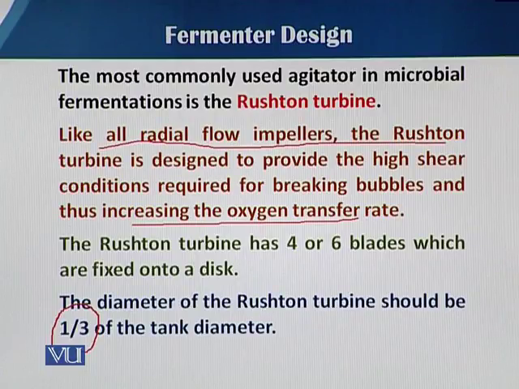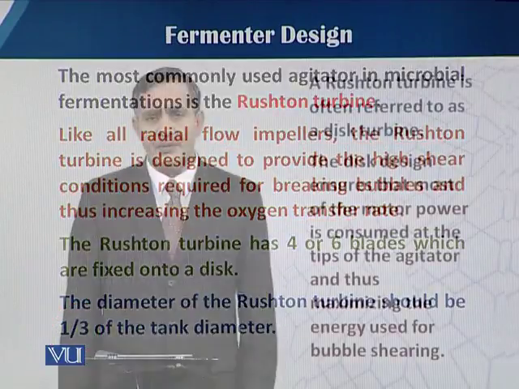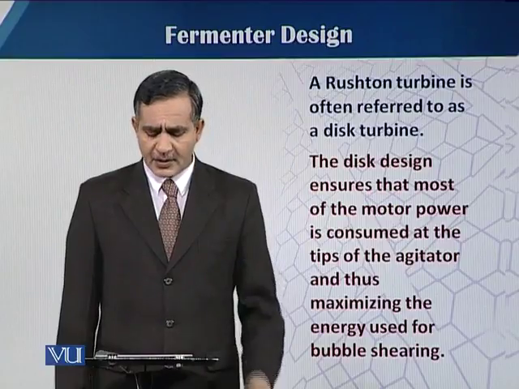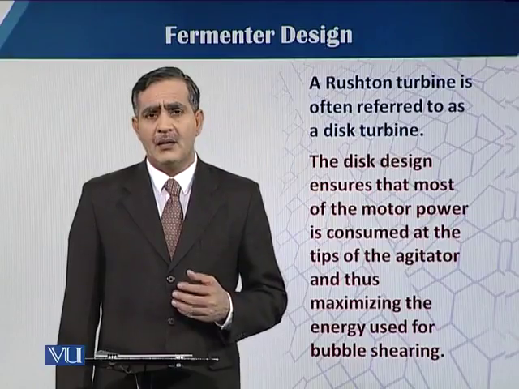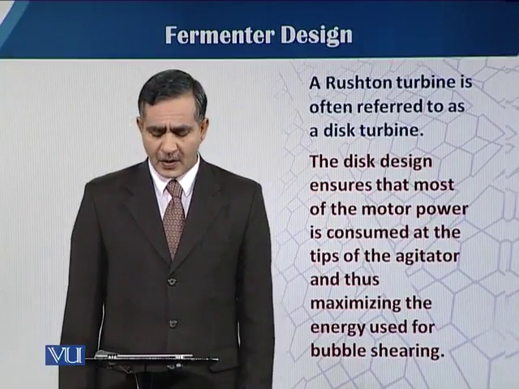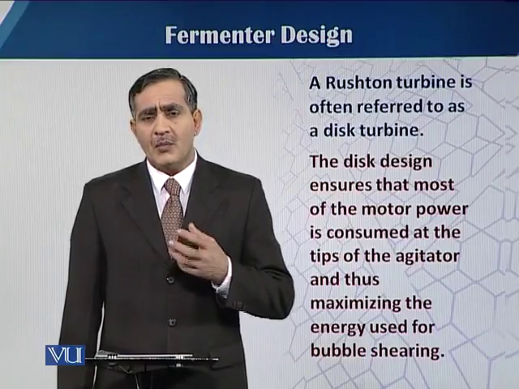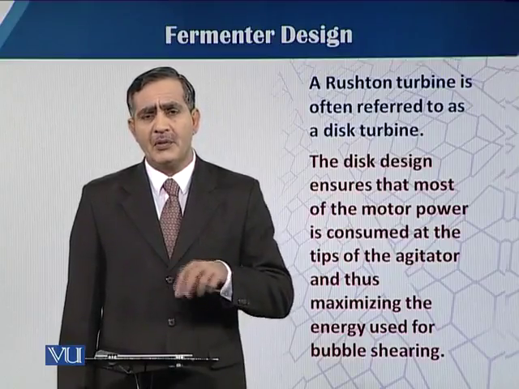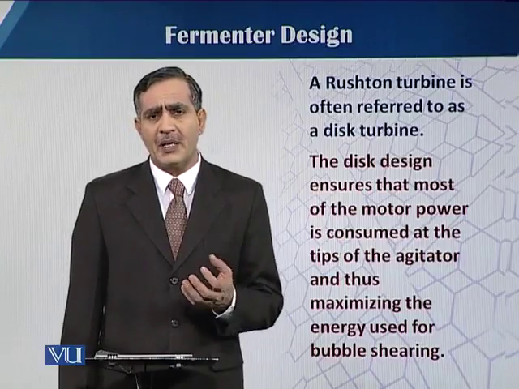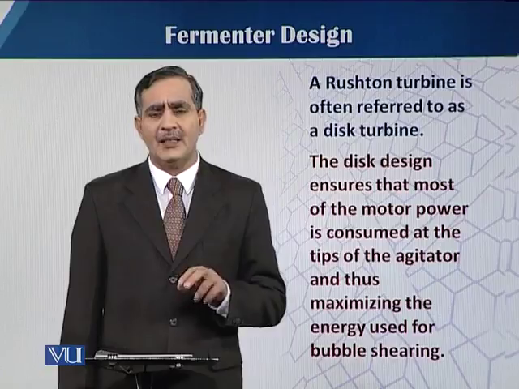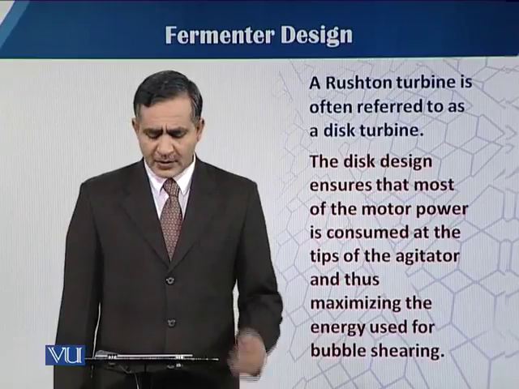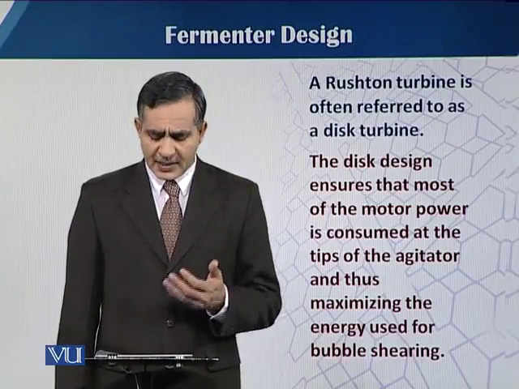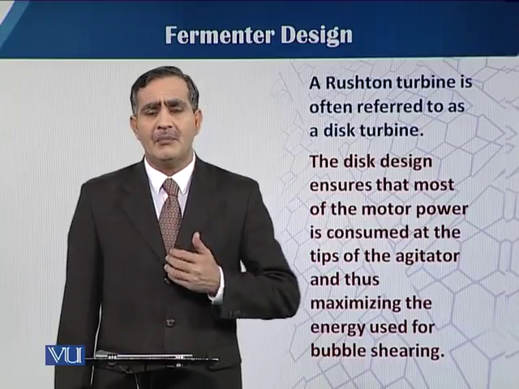So that is about the width of the impeller in the case of the Rushton turbine impellers. A Rushton turbine is often referred to as a disc turbine too. The disc design ensures that most of the impellers need more power. The motor which is fixed to the shaft and rotates the impellers needs more power, because most of the power is utilized at the tip of the agitator in radial flow impellers. That's concerned with maximizing the energy use for bubble shearing.